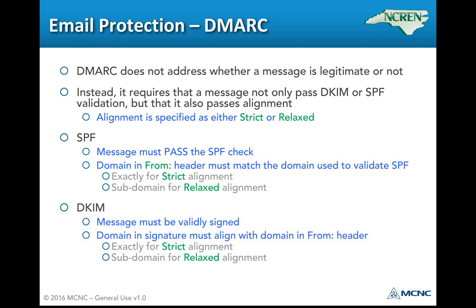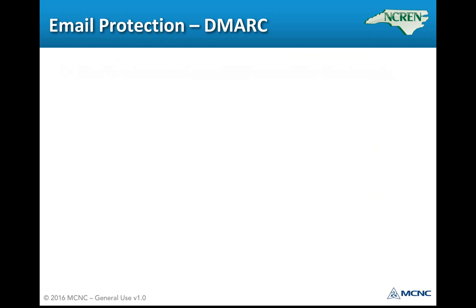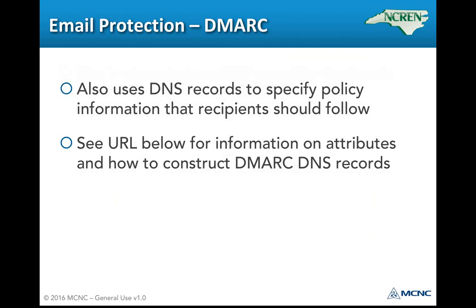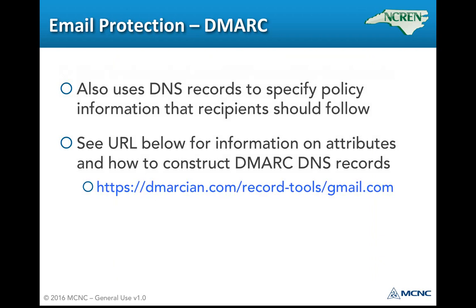So in terms of implementation, DMARC also uses DNS records to allow you to specify what policy information you want the recipients to follow. Very similar, it's text records just like SPF and DKIM. I'm not going to go through all the details because it's a lot more complicated than the other two. But this is a really good website you can go to for more information on how to construct the DNS records. The format is the same. It's a text record, and then there's a whole lot of attributes that you can add to the text record to specify the different policy elements. And all of those are defined at that URL that's shown there.